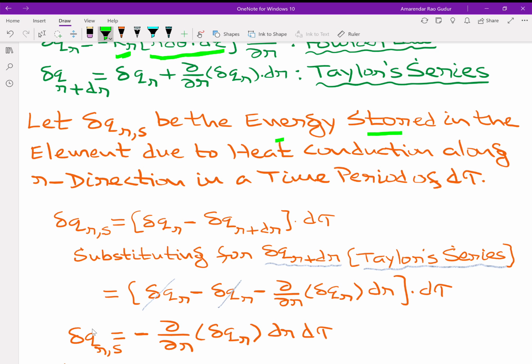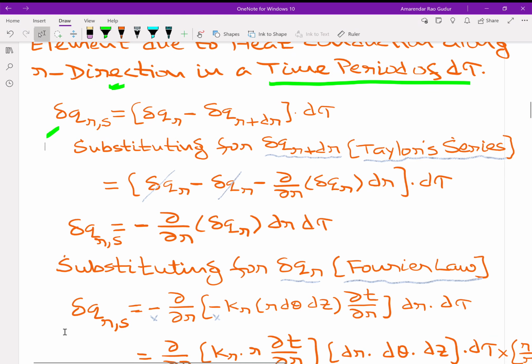Now we assume that del qr comma s is the energy that is stored in the element due to heat conduction along r direction in a standard time period of d tau. Now this del qr comma s would be energy that is entering, del qr, minus energy that is leaving, del qr plus dr times d tau. Now we substitute for del qr plus dr, that is Taylor series over here. Then we realize that del qr gets out, and del qr comma s would be minus del by del r, del qr dr d tau.